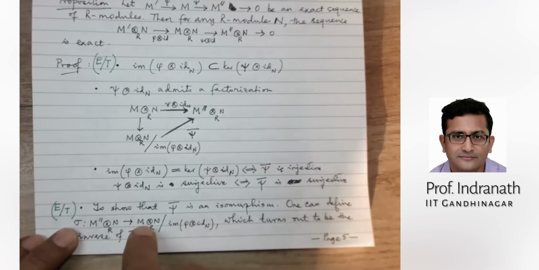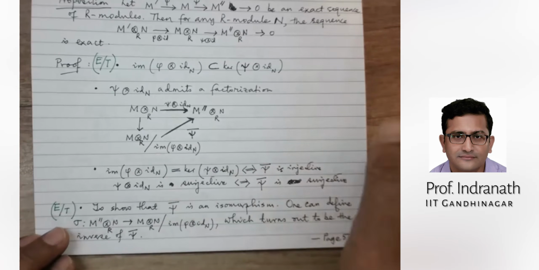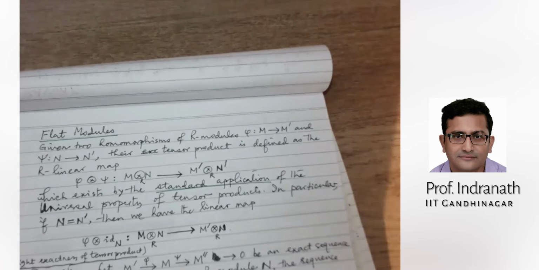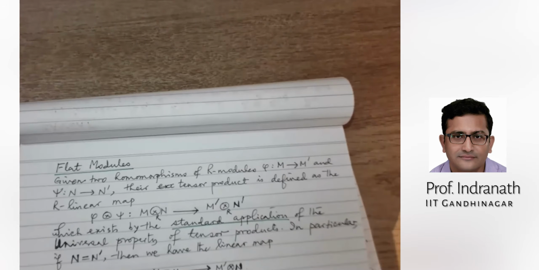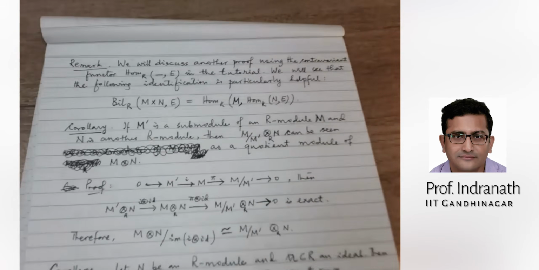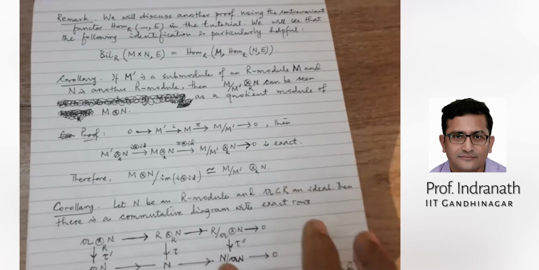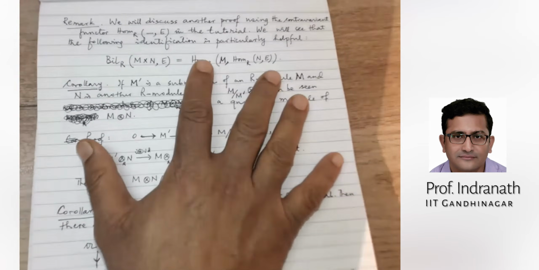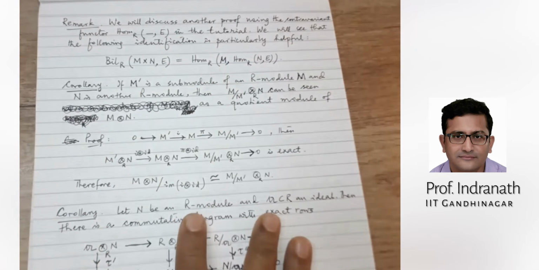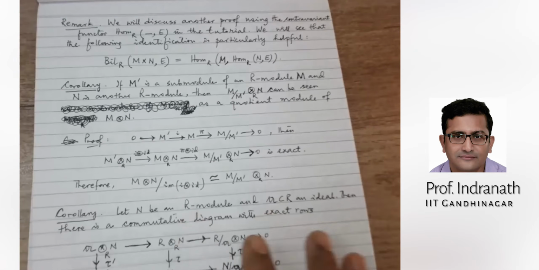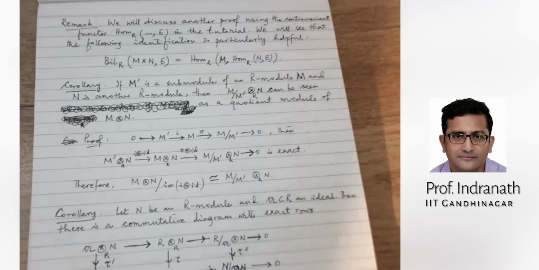Okay, and then bilinearity and the tensor product will say that there is a map, and then you need to check that the compositions are identity. I wanted to mention that we will discuss another proof using the contravariant functor Hom in the tutorial. So this is one thing.